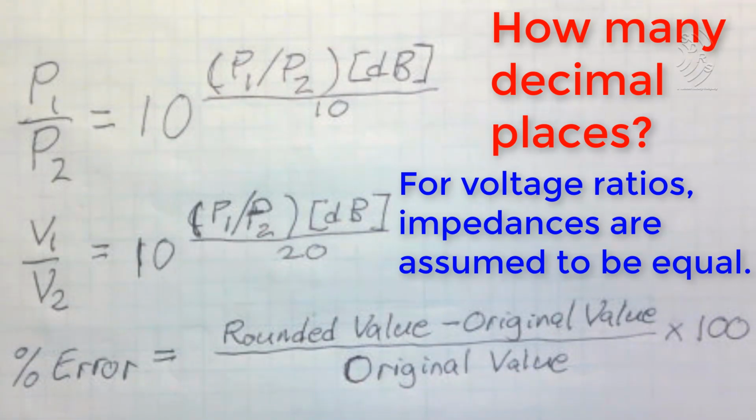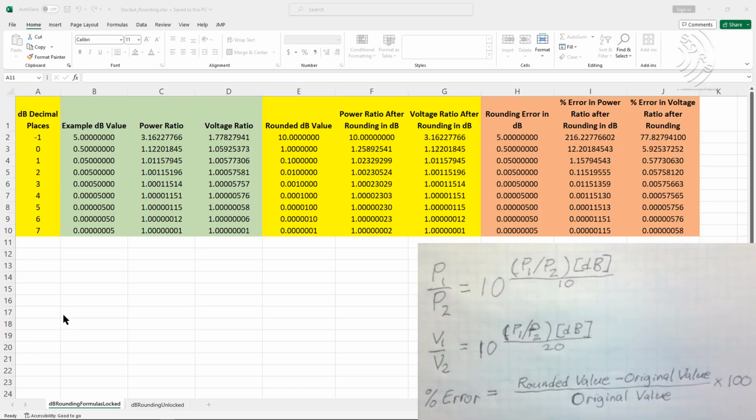Using the 3 equations shown here, we have prepared an Excel spreadsheet to help answer the question. Both power ratios and voltage ratios are considered. The spreadsheet has 10 columns.